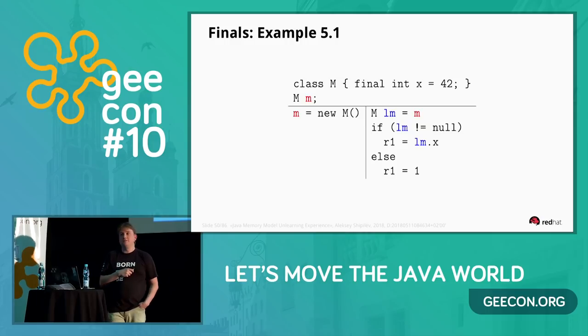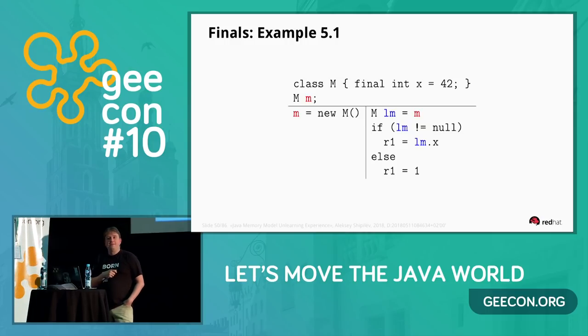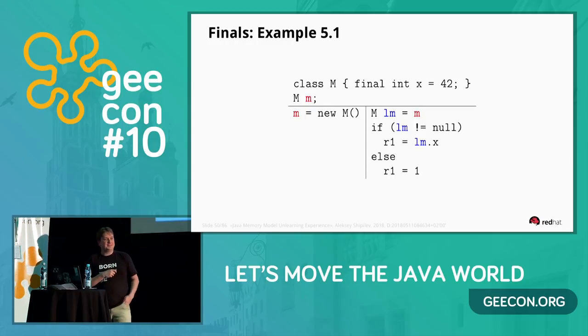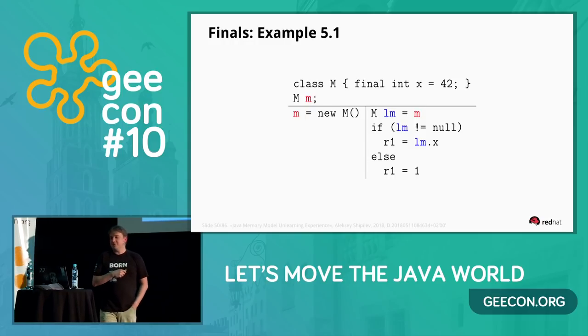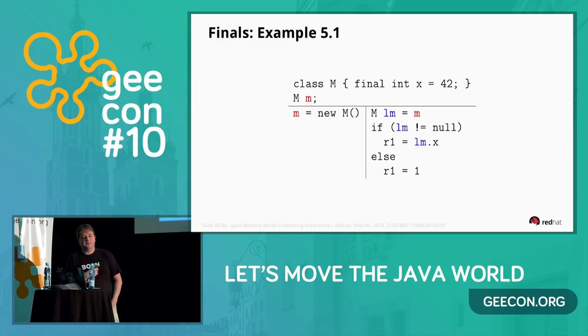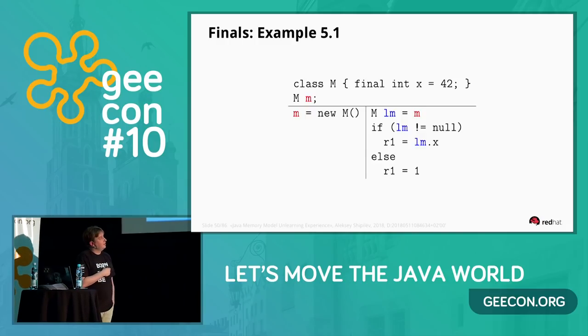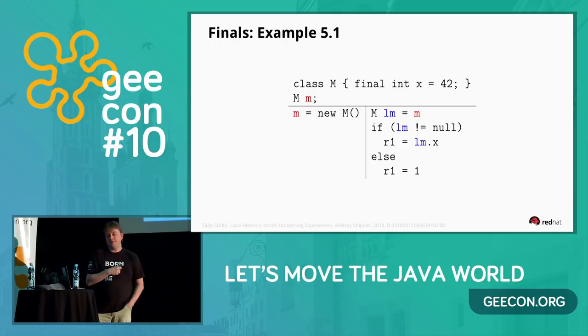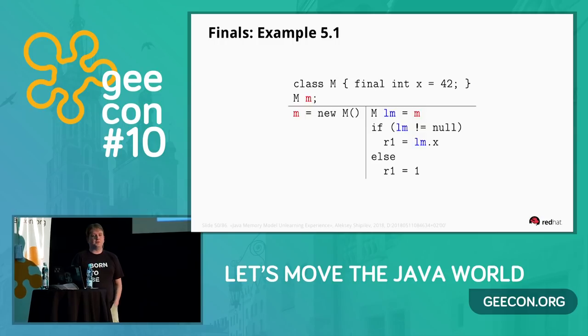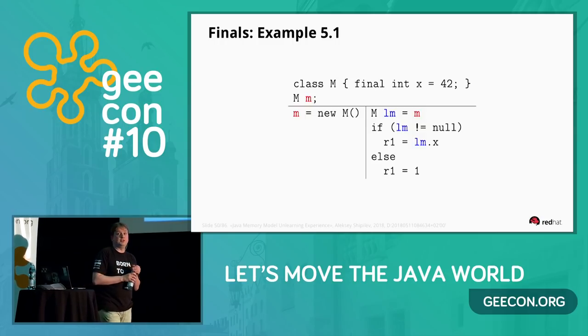Finals. Finals are weird. The weirdest part in JMM. All of the other things are actually simple. So we have this program. It has the final field x, and I initialize it to 42, and I store it in some m, and I read it from the heap, and I null check it. What are the possible values for R1 for this program, as JMM states?